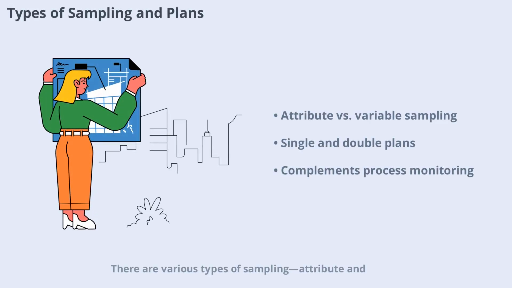There are various types of sampling: attribute and variable sampling, each suited to different data types. Single, double, and sequential sampling plans offer flexibility in balancing efficiency and risk. Acceptance sampling is not a guarantee of defect-free products but serves as an independent safeguard against catastrophic failures. It should complement, not replace, ongoing process monitoring and improvement.